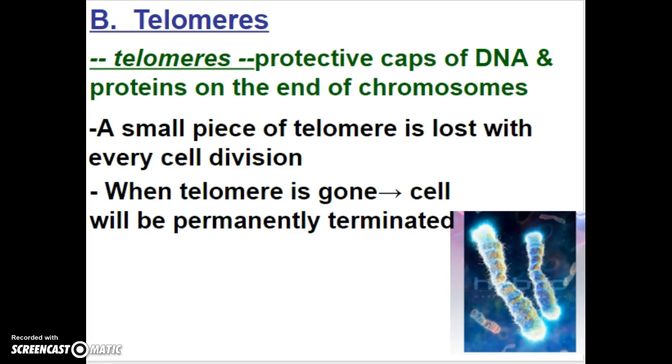Those keep your shoelaces from fraying and becoming difficult to tie, and telomeres are little protective caps of DNA and proteins on the end of chromosomes. Every time the cell divides, a little piece of that telomere is lost. So telomeres start out very long, and they get smaller and smaller as the cell keeps dividing. When the telomere is gone, that is when apoptosis is initiated and the cell will die.